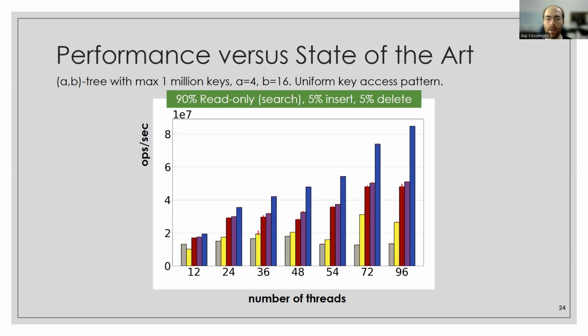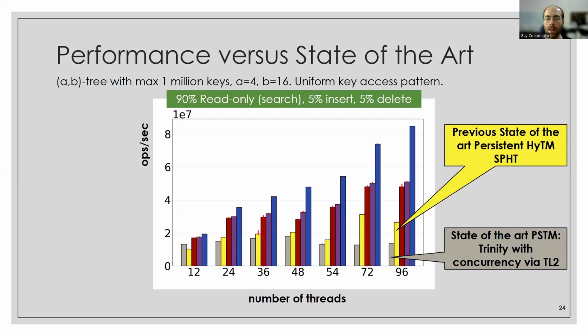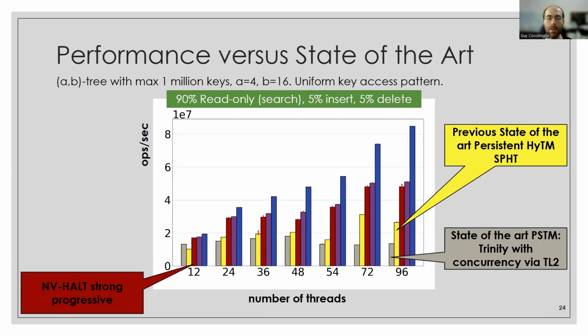X-axis is number of threads. The gray bar here is the state-of-the-art persistent software TM, Trinity. The yellow bar is the previous state-of-the-art persistent hybrid TM, SPHT, and then all three of the other bars are implementations of Nv-Halt. So the red bar is the strong progressive implementation of Nv-Halt.